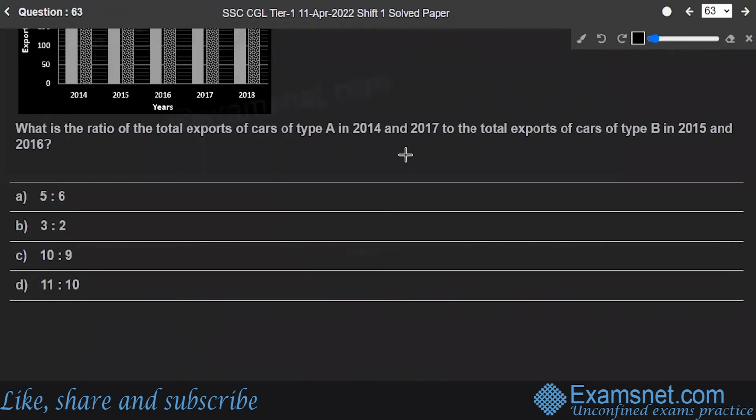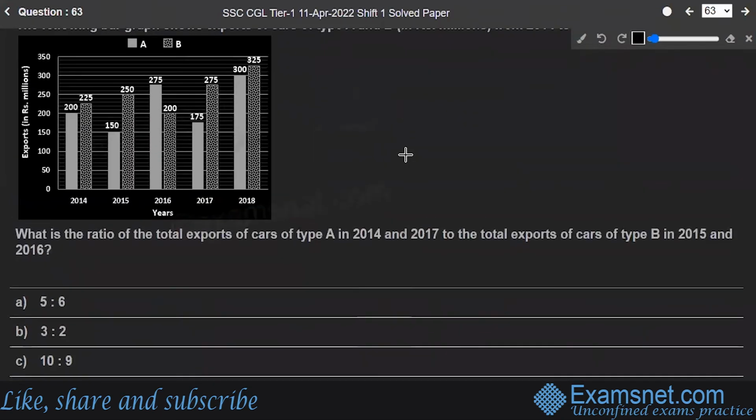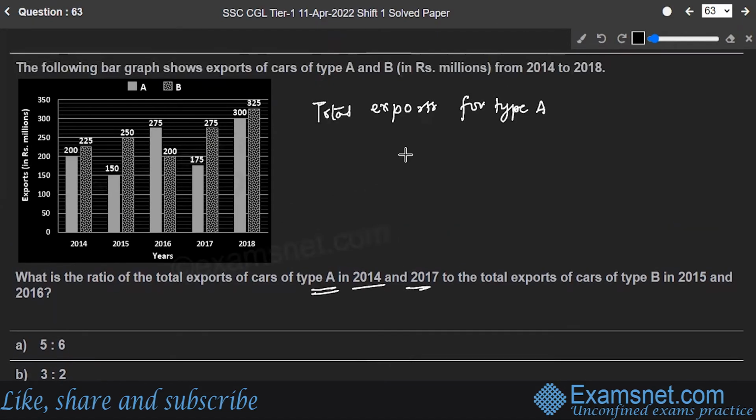So in this question, you are given the bar graph. You have to, first of all, find the total exports of car of type A in 2014 and 17. So let's see. Total exports for type A in 2014 and 17 is equal to 200 plus 175, which is equal to 375.